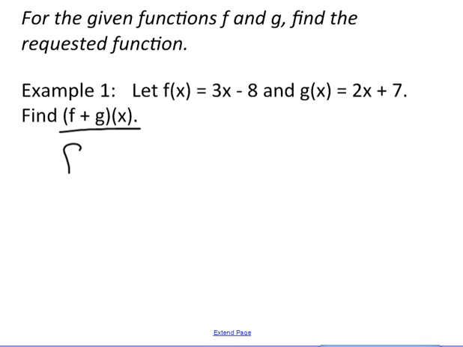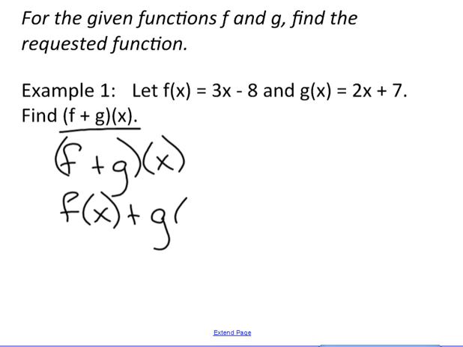You can see f plus g of x. You can see f of x plus g of x. And sometimes you can even see f plus g. This is all different notation for the exact same thing, and it's telling you to add those two functions together.